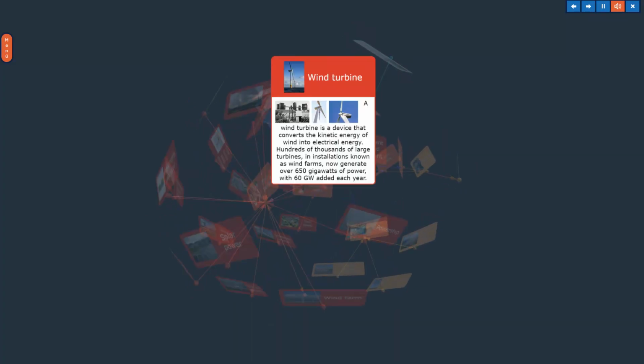Wind turbine. A wind turbine is a device that converts the kinetic energy of wind into electrical energy. Hundreds of thousands of large turbines, in installations known as wind farms, now generate over 650 gigawatts of power, with 60 gigawatts added each year.